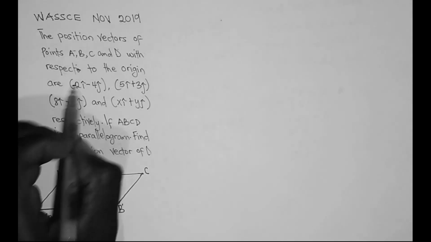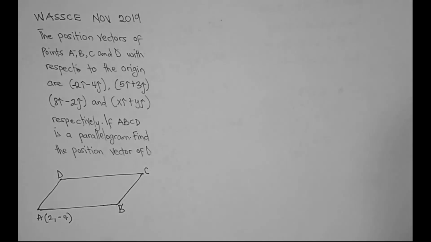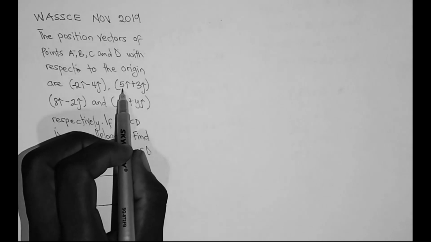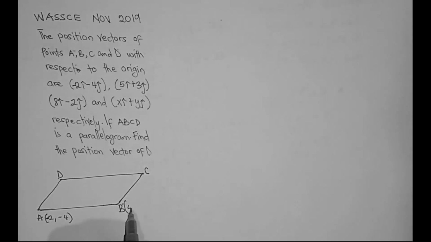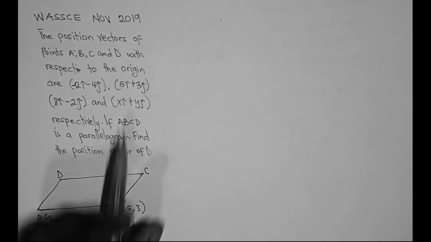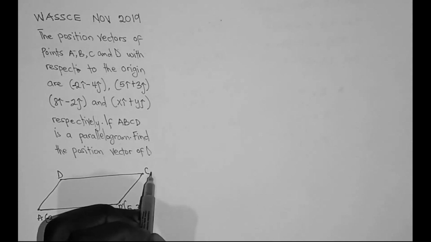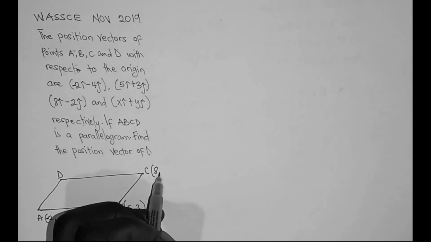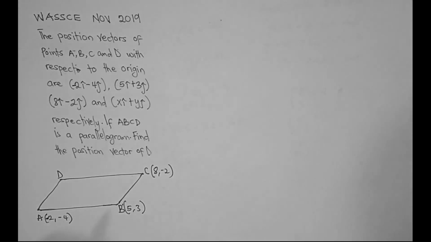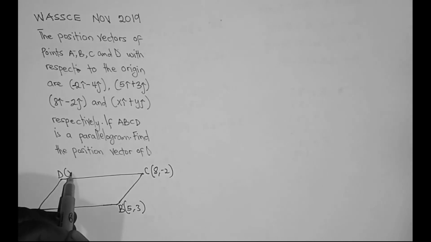Mistake here. This is minus 2i minus 4j. So therefore, the coordinates of A are minus 2, minus 4. And then the coordinates of B are 5i plus 3j, which is 5, 3. And then the coordinates of C are 8i, then minus 2j. And then the coordinates of D are x and y.